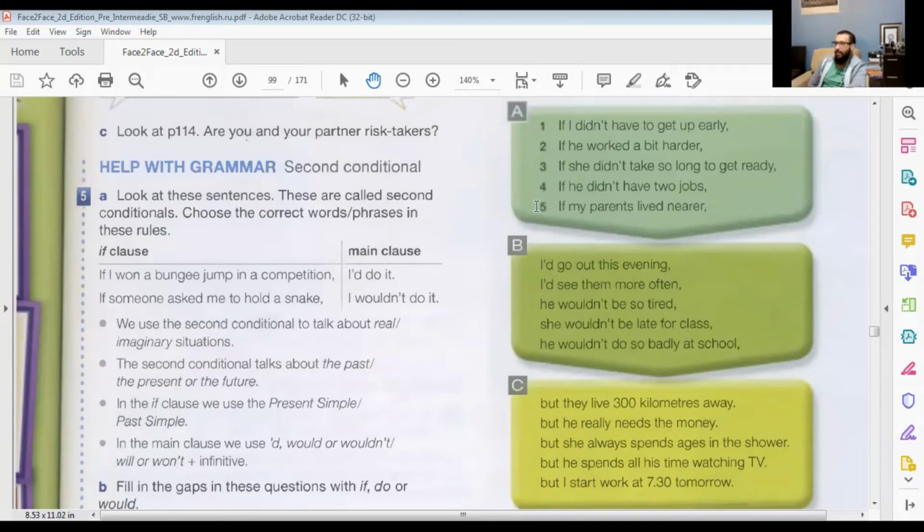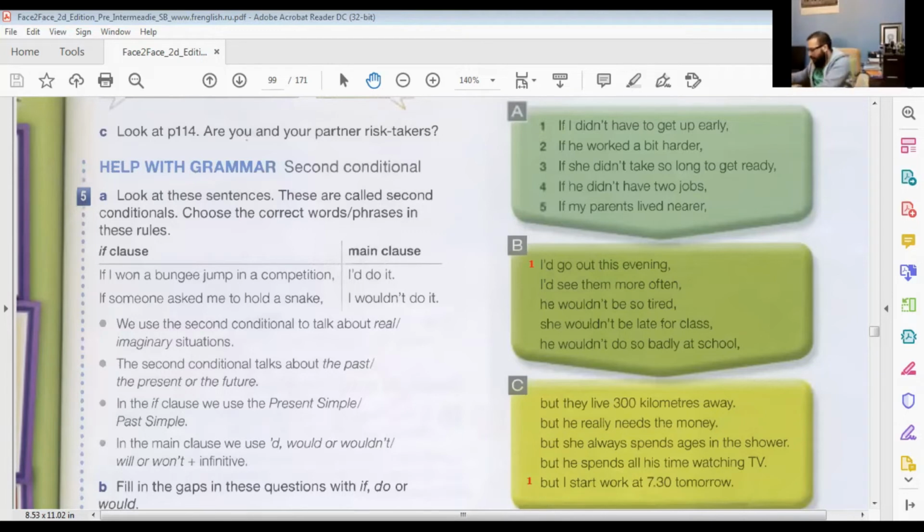I'll go out this evening, maybe. Right, that's correct, yeah. But of course, he can't go out this evening because he has to wake up early. So this is his problem. Okay, so I'd go out this evening and party. Can you complete it? I'd go out this evening, but I start work at 7:30 tomorrow. Exactly. All right.